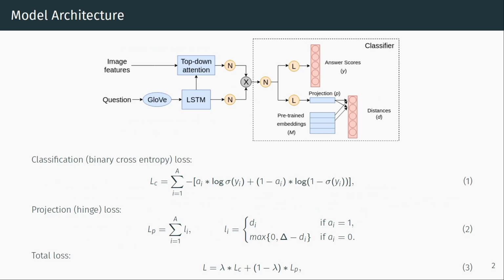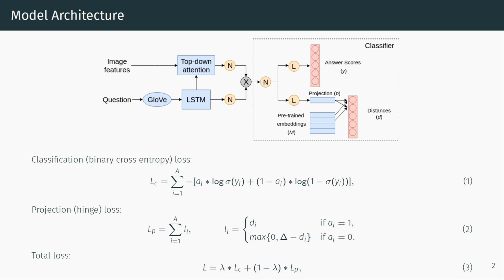There are two branches in our model. The top one is a traditional scoring model of predefined candidate answers, and the lower novel branch learns a projection into a semantic answer space. The resulting projection vector P serves to measure pairwise distances between this vector and the pre-trained representations for all candidate answers, which are stored in matrix M. So this matrix serves as a container for external knowledge, and it can be either fixed or fine-tuned during training.